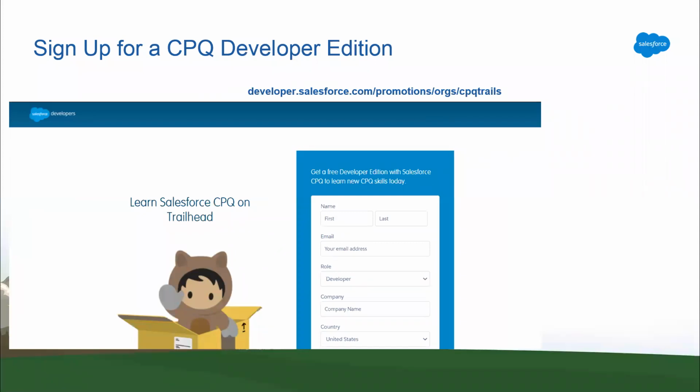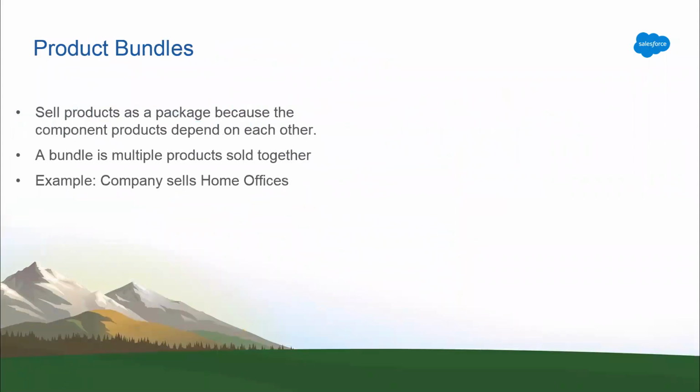Now there are two types of products in CPQ. One is standalone products, and you are used to dealing with standalone products in the standard Salesforce license. An example of a standalone product is the one I added to my opportunity, the mouse. A standalone product is a product sold alone, a single item with no configuration. The other type is bundle products, which are multiple products that are sold together.